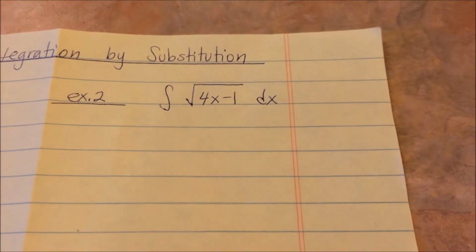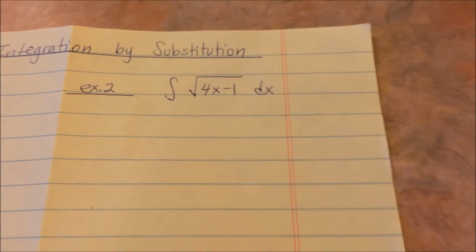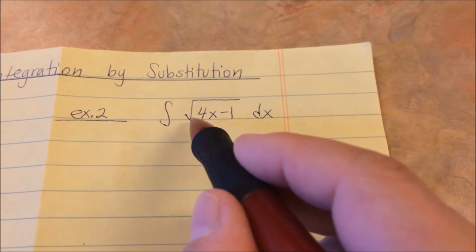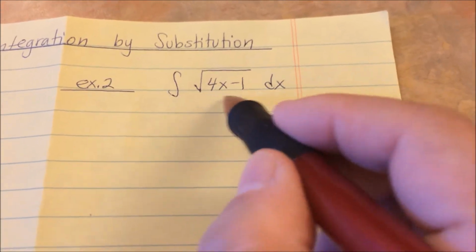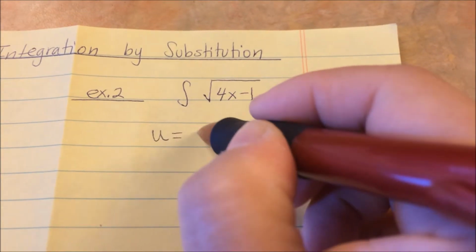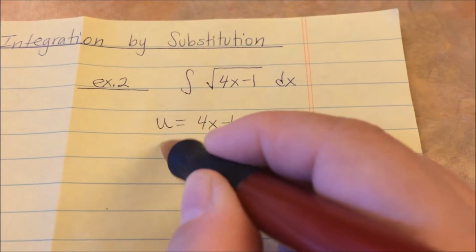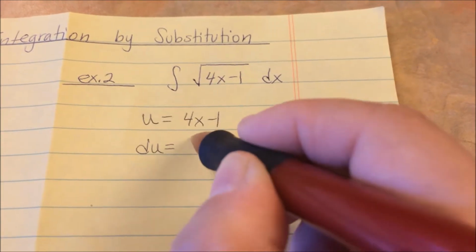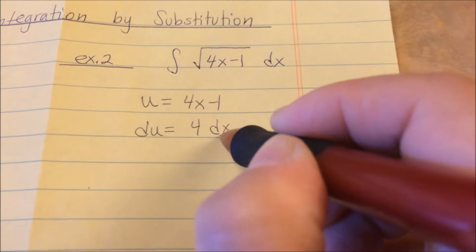Example 2. I have the integration of the square root of 4x minus 1. Again, as mentioned before, anything that's inside parentheses, brackets, or a square root, most likely that's going to be your u. So let's take that as my u. So u is 4x minus 1. And then from there, I'm taking the derivative. So du is equal to 4, and then the derivative of x becomes dx.